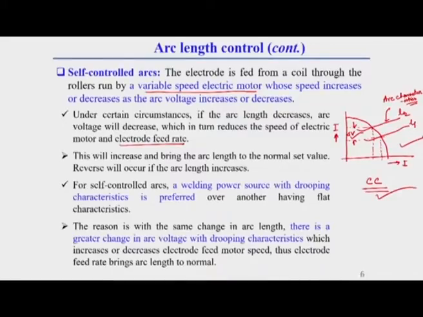That's why here it is written, for a self-controlled arc, keep one thing in mind: a welding power source with drooping characteristics is preferred over another having flat characteristics. So drooping characteristics is more preferable. The reason is that with the same change in arc length, there is a greater change in arc voltage with drooping characteristic, which increases or decreases the electrode feed motor speed. Thus, the electrode feed rate brings the arc length to normal values.